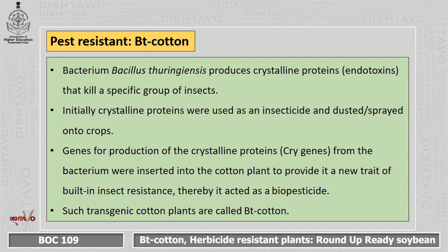Now what is Bt cotton? It is from the bacterium Bacillus thuringiensis. This bacterium was known to produce crystalline proteins which are known as endotoxins. These endotoxins used to kill a specific group of insects which belong to the order Lepidoptera. Initially these crystalline proteins were used as insecticides. So they were sprayed or dusted onto the crop plants to protect the crops from the insects which belong to the order Lepidoptera.